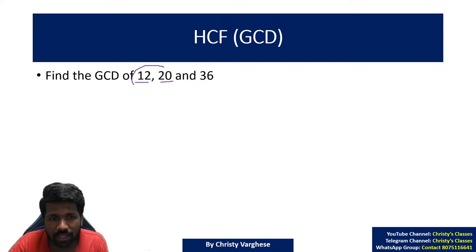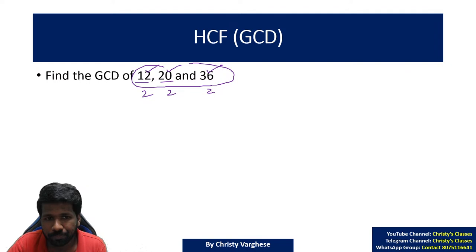For example, highest common factor of 12, 20, 36. When you look at this, these three are even numbers. Even numbers have a common factor 2 for sure. Now 2 is there. Let us see whether two 2s are there or not. 2 into 2, 4 is there or not. Yes, 4 is there in all three. 4 into 3 is 12. 4 into 5 is 20. 4 into 9 is 36.